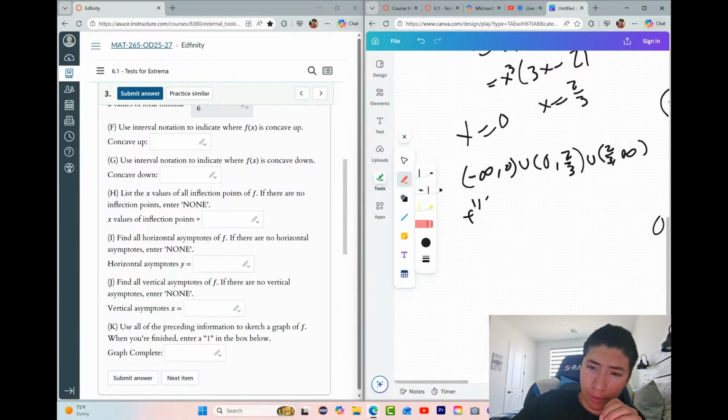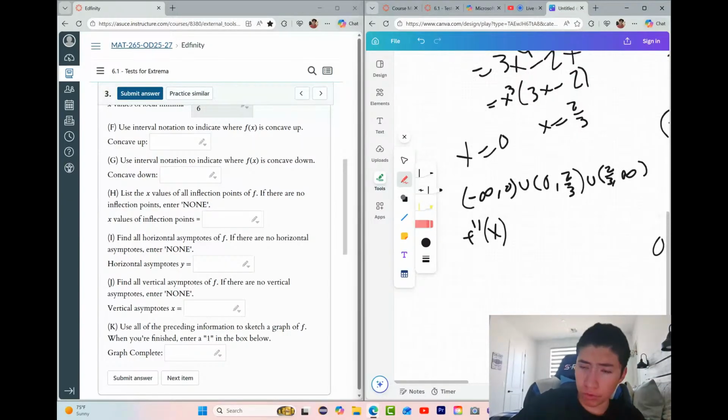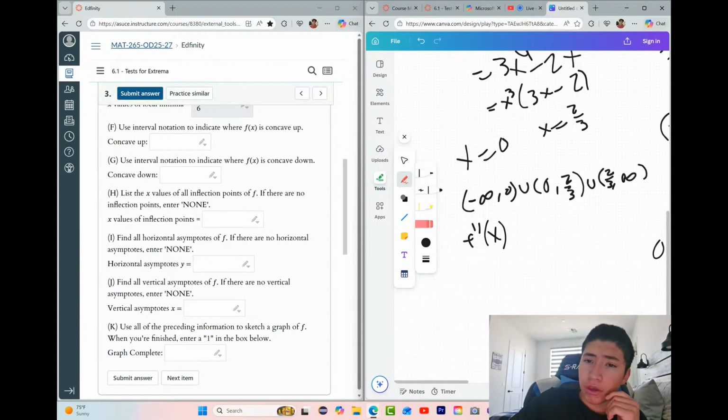So f prime prime of x, what do you equal? -1. Here we have negative, negative, positive. So we have -3. Oh, sorry. We also have negative here. -3 minus 2, that's going to be negative. Negative. So this is positive.